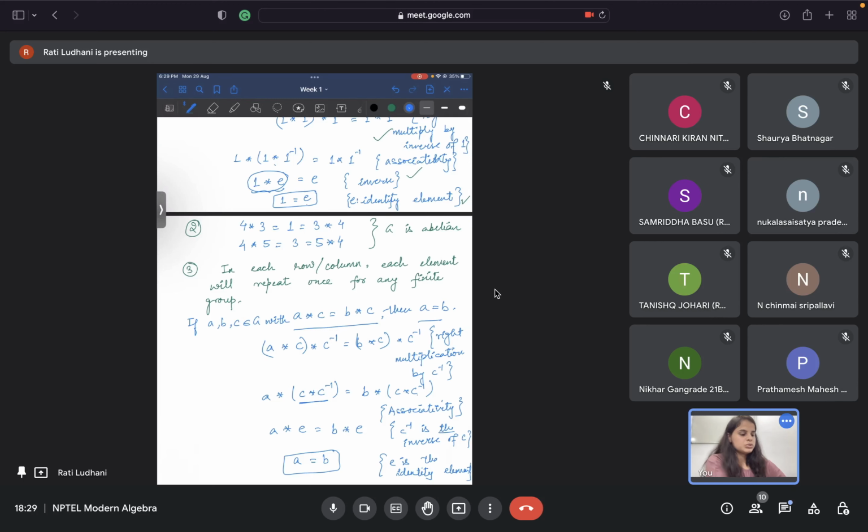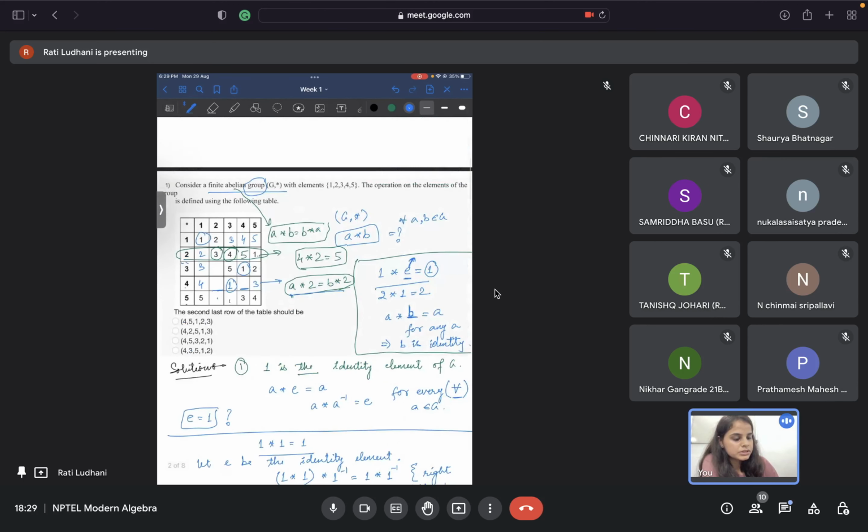So because of this, what does this row mean? Row means you are just post multiplying by 2. Every element of this has been multiplied by 2. So if you are saying A star 2 is equal to B star 2, for example, 3 star 2 is equal to 4 star 2, that means you are saying 3 is equal to 4, which is not true because these are different elements. The set has been given with this, right? So if this is true, this implies A should be equal to B. So each entry should be different and should appear once for a finite group. So 2, 3, 4, this element should be 5. Is it clear now? If you have any question, just unmute and speak.